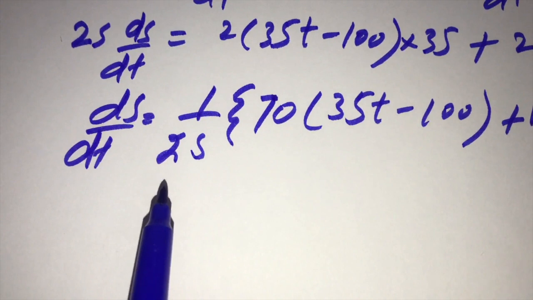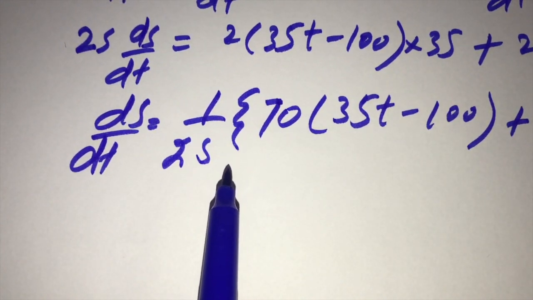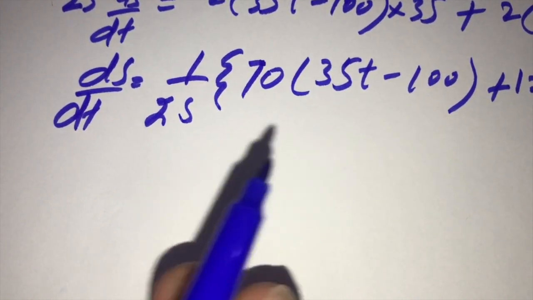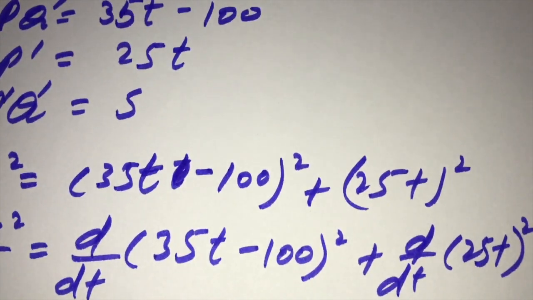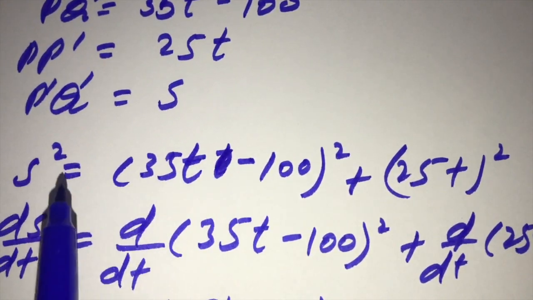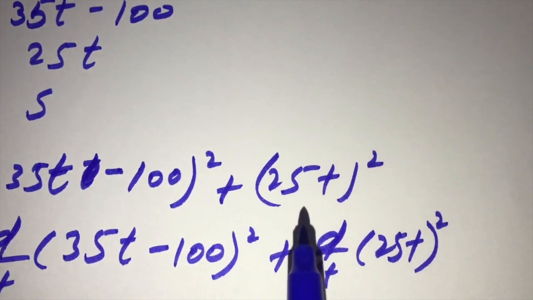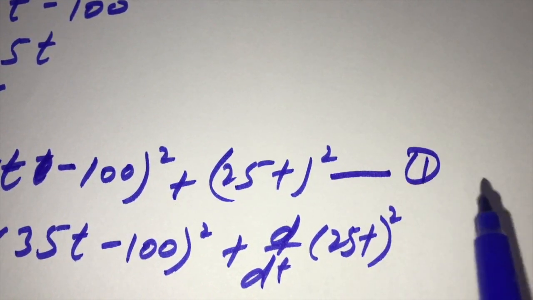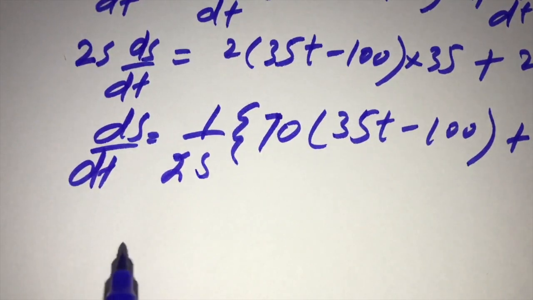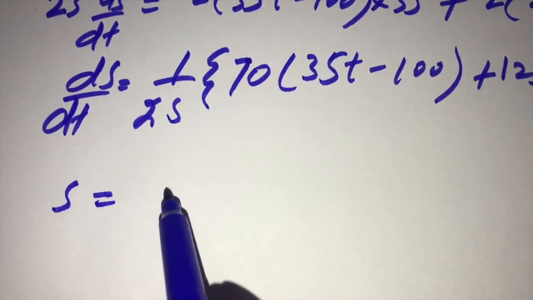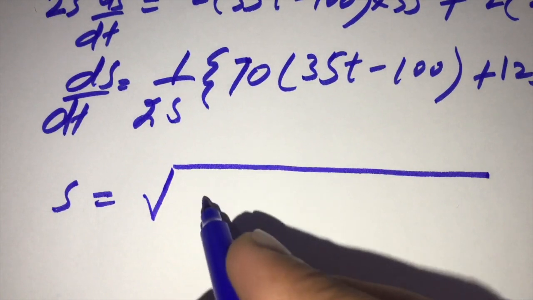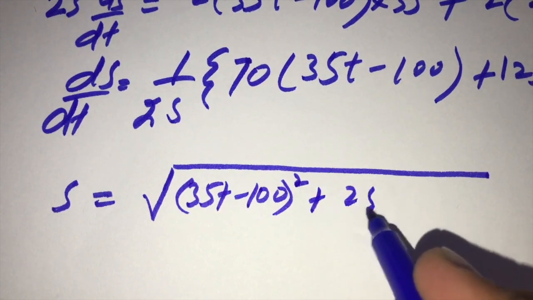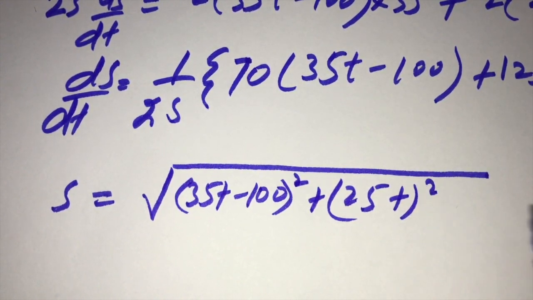Now in order to find the value of s, we again write the distance formula and put t is equal to 4 in it. We found this from the equation s square is equal to (35t minus 100) whole square plus (25t) whole square. We name it as 1 and put t is equal to 4 in this equation. So s is equal to the square root of (35t minus 100) whole square plus (25t) whole square.